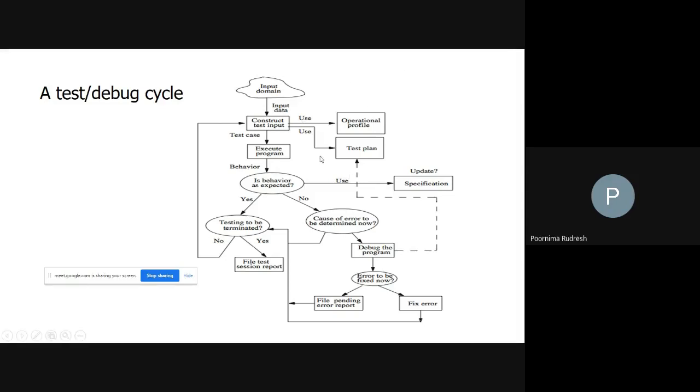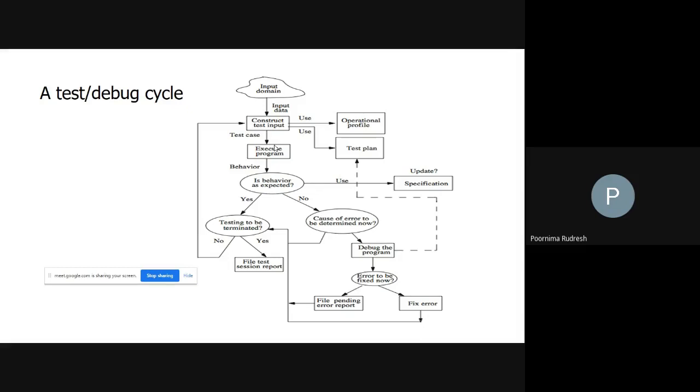Once we are constructing the test inputs or the test cases, we are making use of the operational profiles and the test plan. We'll see what a test plan is. To construct the test inputs or the test cases, we are using the test plan as well as the operational profile. By using this, the test inputs are constructed, our test cases are constructed. Once the test cases are constructed, we are executing the developed program. And why are we executing the program?